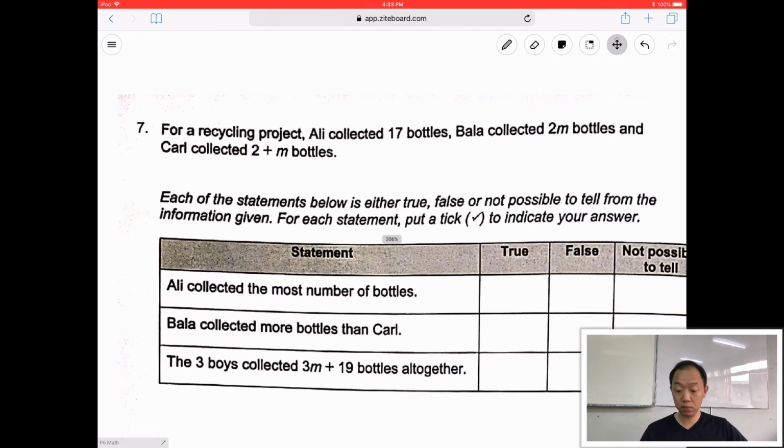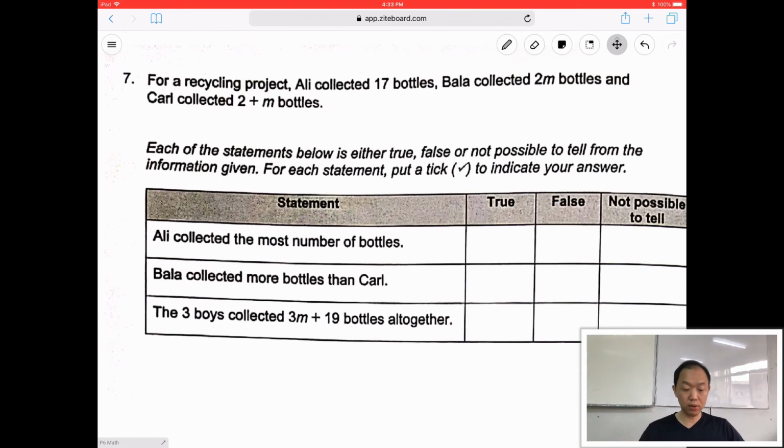Last one. Okay, so for a recycling project, Ali collected 17, Bala 2M, and Carl 2 plus M. For each, just say true or false. Ali collected the most number of bottles. Okay, we cannot tell. Why? Because we do not know what M is. M can be any number. Okay, it can be a big number.